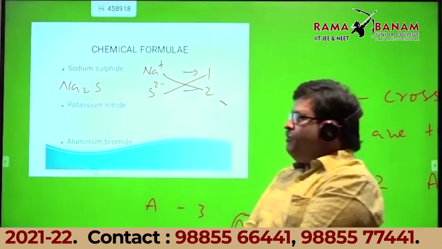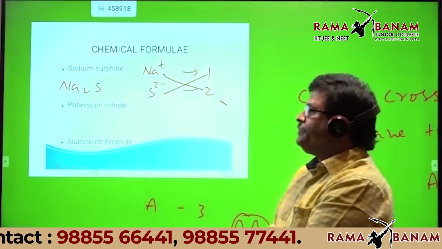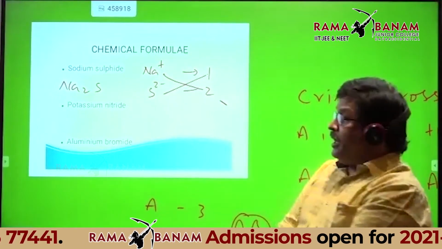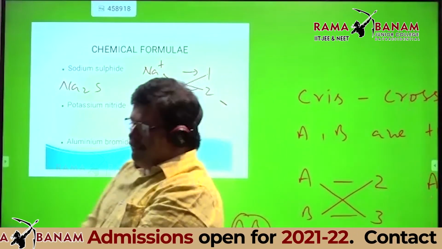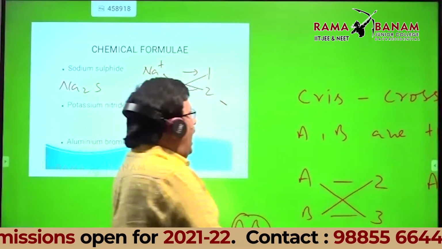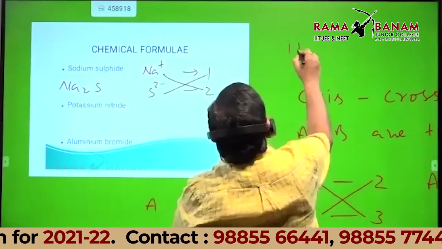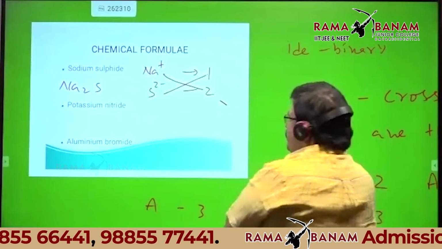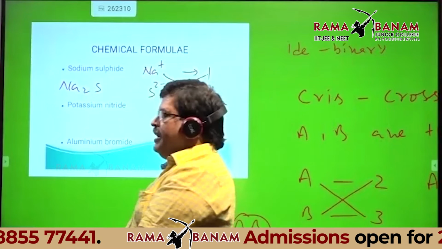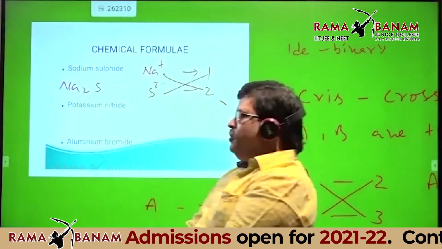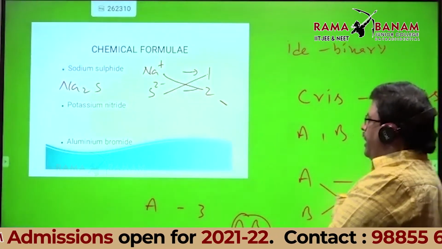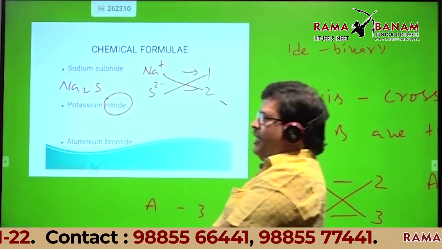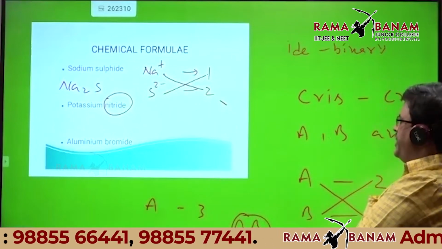Can anyone tell the formula of potassium nitride? KNO2. Nitride. One thing, students, remember: ides are binary compounds. K3N. K3N, sir. Excellent, Saket. Wait. Aishwarya, you told something, KNO2? No, sir, I said K3N. Okay, Aishwarya, leave it. Someone told that it is KNO2.